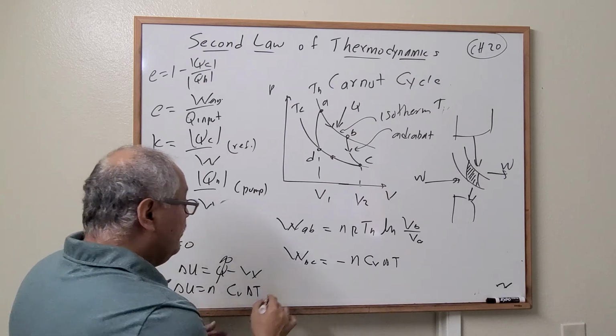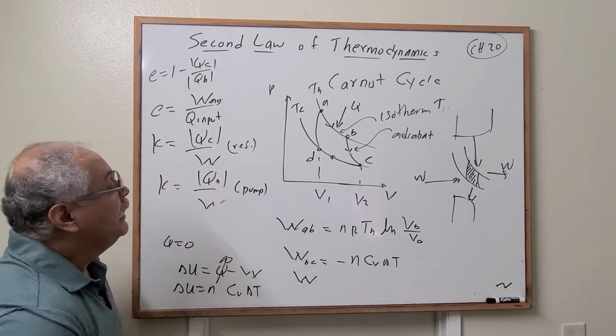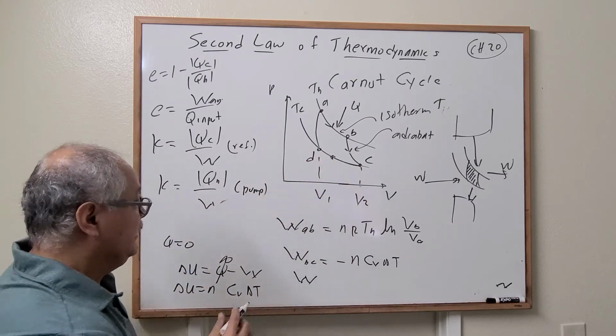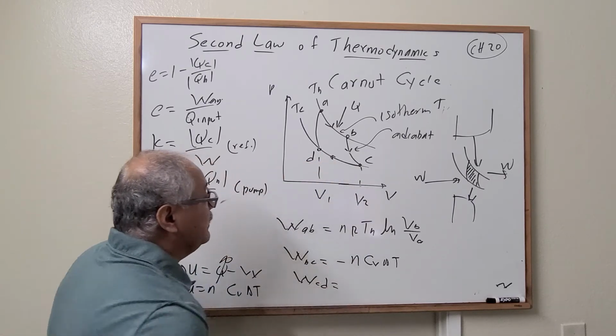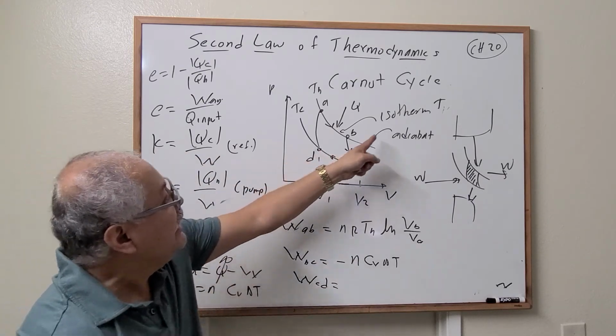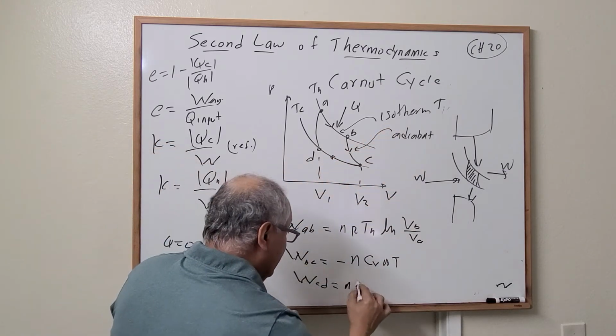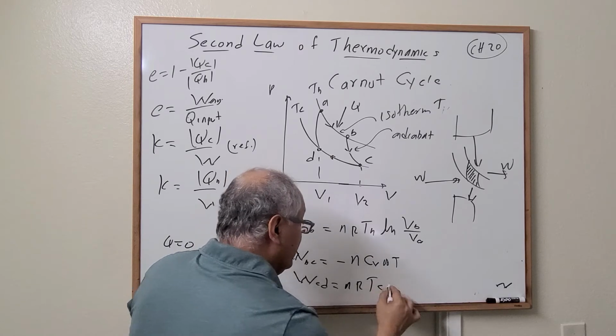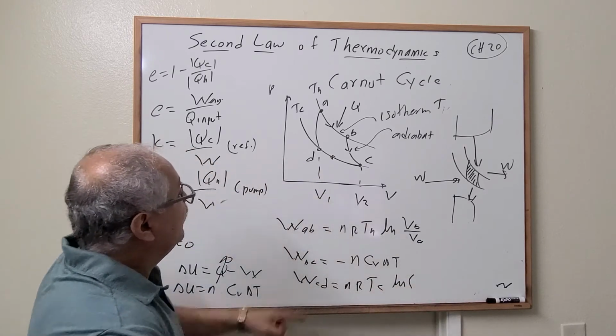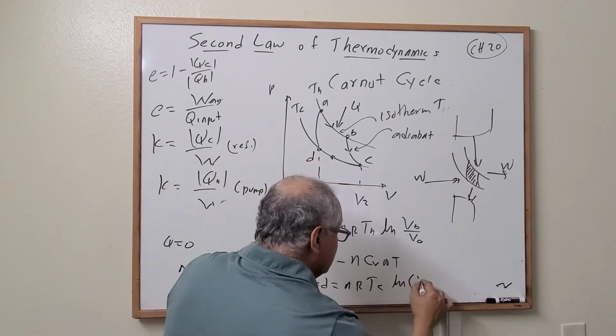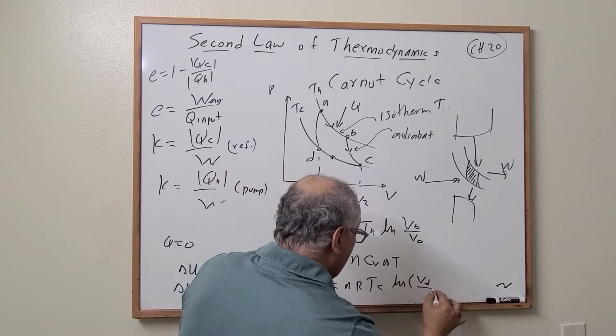Perfect. What about the work done from C to D? From C to D, the same thing. This is an isotherm, and we have the same formula as before. It's going to be nRTc, right? ln of final over initial, so VD over VC.